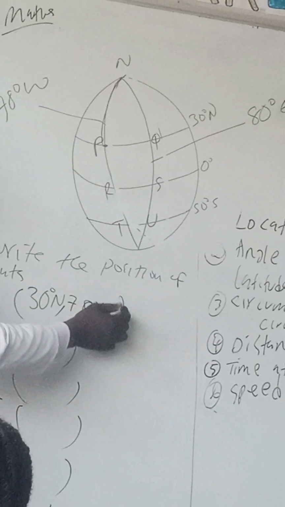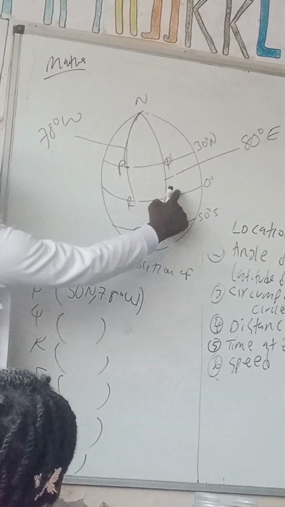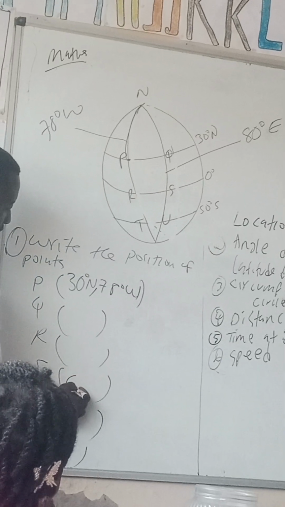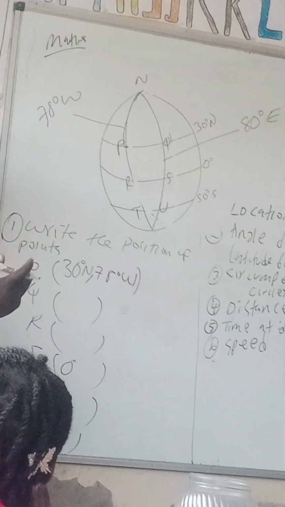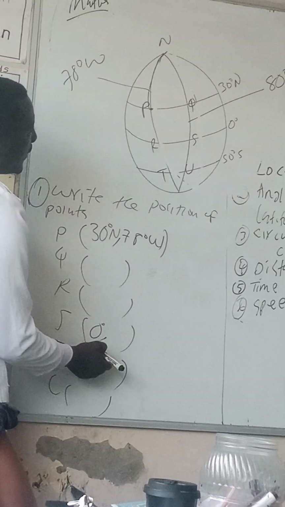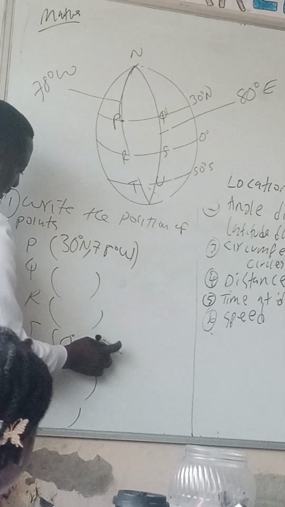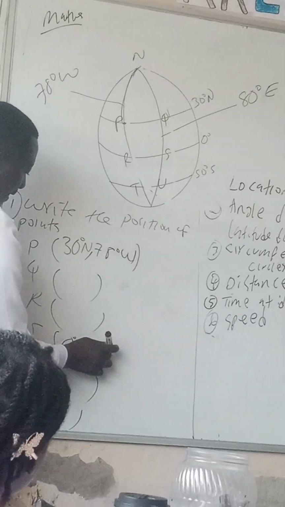78 degrees west. Very straightforward. If I go to S, S is at 0 degrees. Equator has no direction. Okay? Very good. 80 degrees east. Very straightforward. I'm marking.